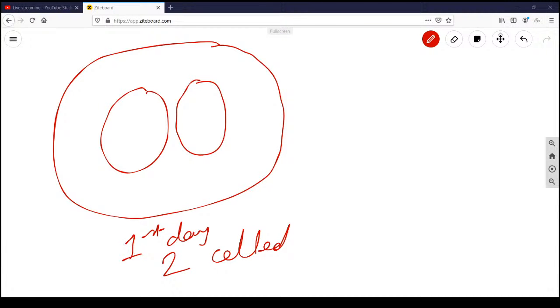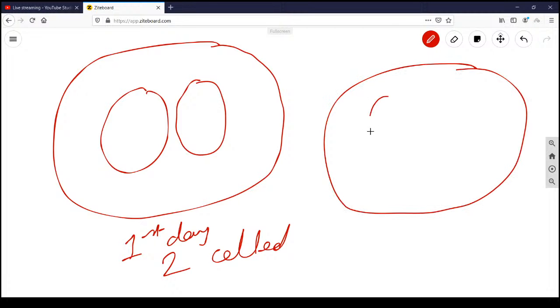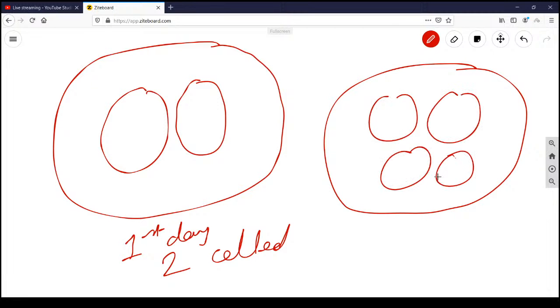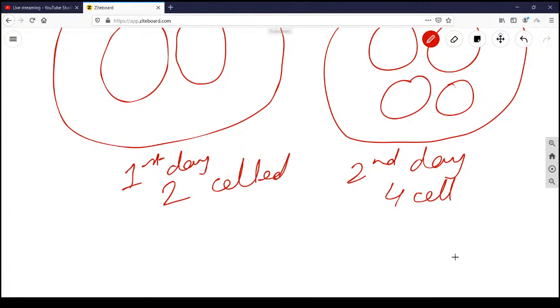Then on the second day it will become four-celled. That is known as blastomere. Now one, two, three, four. Second day, four cells, essentially four nuclei. So this is known as blastomere.